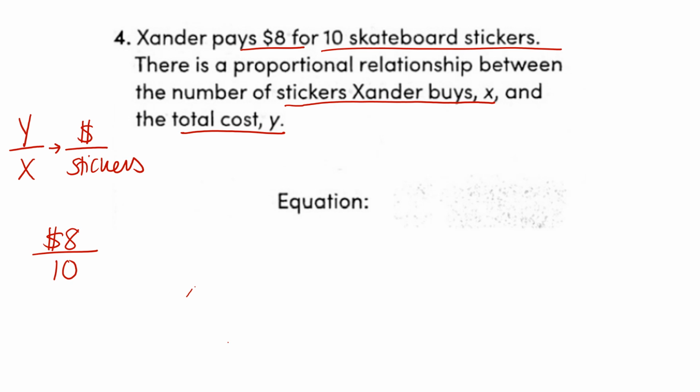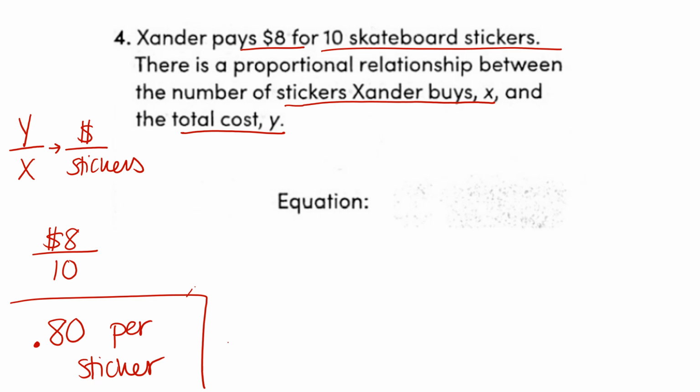On your calculator, when you divide 8 by 10, you end up with 0.8. Because we are dealing with money, we would add an extra 0 to make 80 cents. It's 80 cents per sticker. We take our answer and write it into the equation y equals kx, replacing the letter k with our answer 80 cents, which represents the rate of change, the unit rate, and the constant of proportionality.